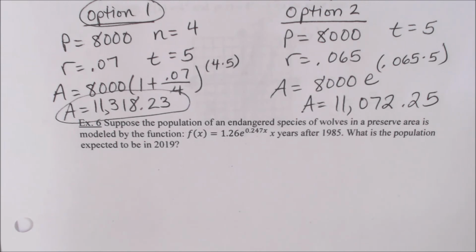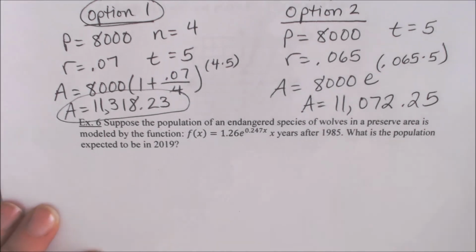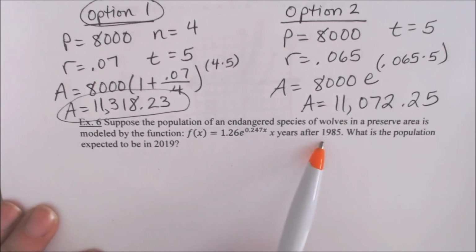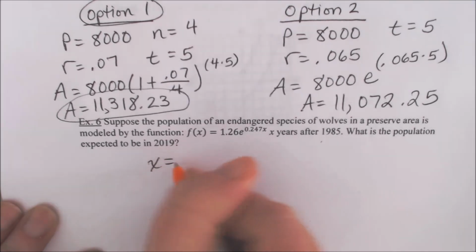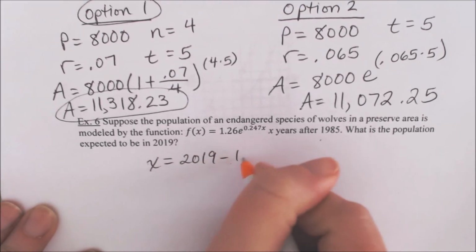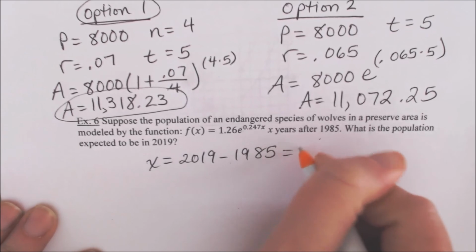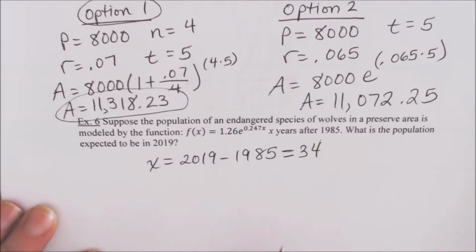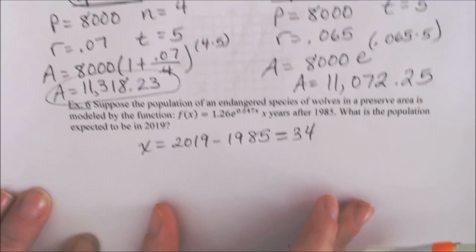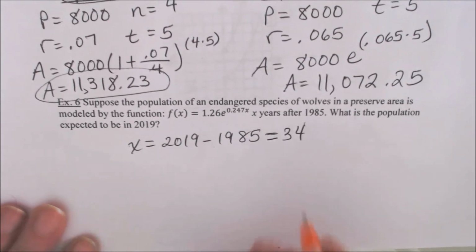So they're asking us to find the population after a certain time period. So if we look at 2019, they said that x was the number of years after 1985. So how many years are there between 1985 and 2019? If we just subtract 2019, take away 85, we get a difference of I believe it's 34 years. So our x that we're going to use, we're going to plug into the equation 34 years, and we're going to calculate this to see what the wolf population is expected to be in 2019.